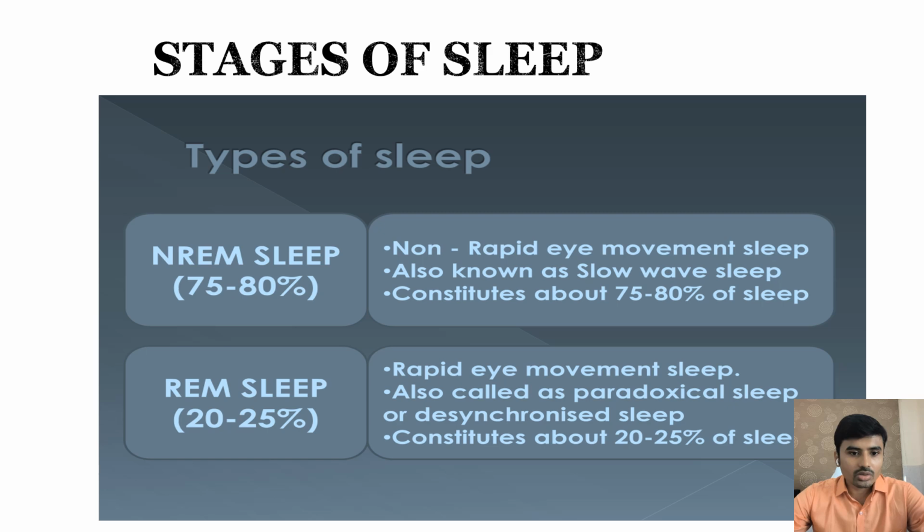Stages of sleep. There are two stages, NREM and REM. NREM is non-rapid eye movement sleep. It is also known as slow wave sleep. It constitutes about 75 to 80% of sleep, whereas REM sleep is only 20 to 25%. It is rapid eye movement sleep, also called paradoxical sleep or desynchronized sleep. It constitutes around 20 to 25% of total sleep.